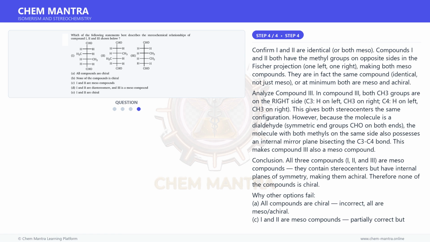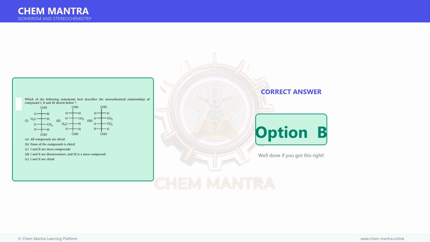E. I and II are chiral. Incorrect. Both are meso. Therefore, the correct answer is B. Therefore, the correct answer is option B.